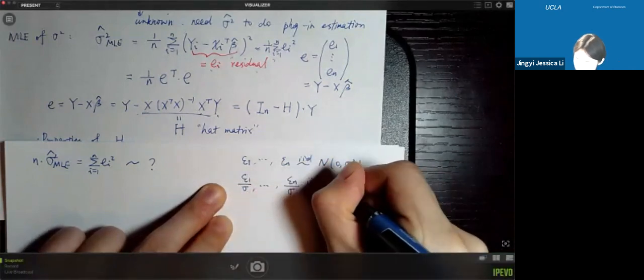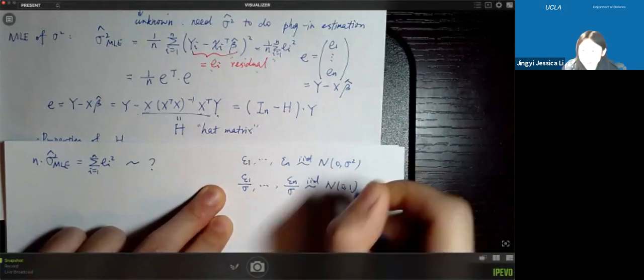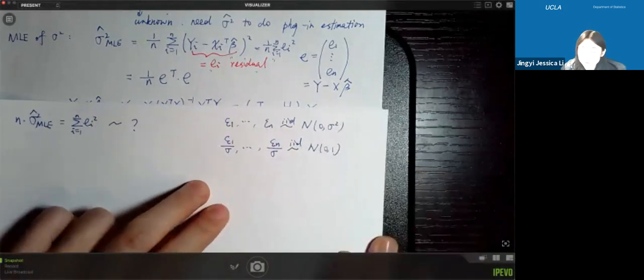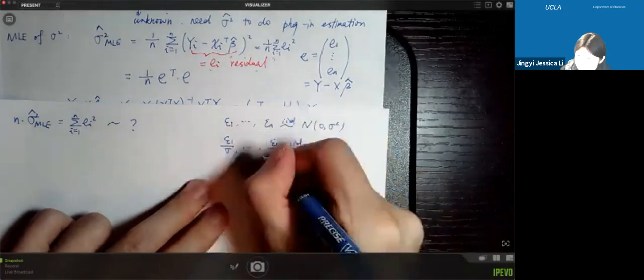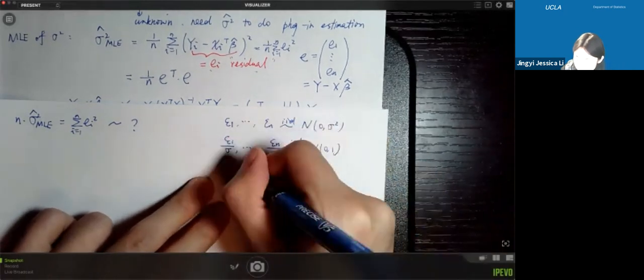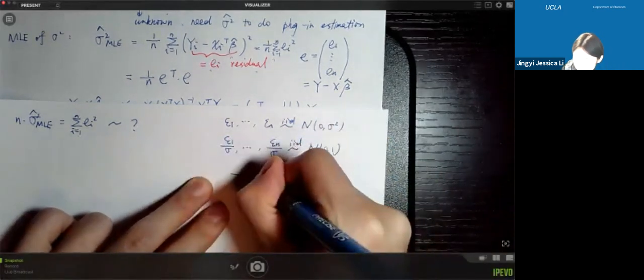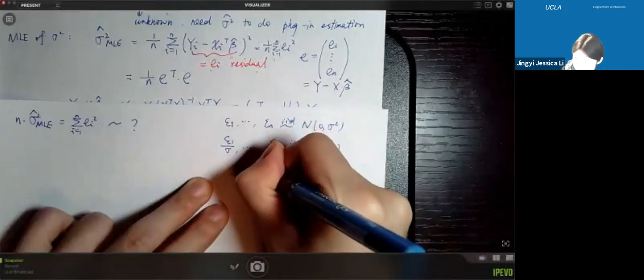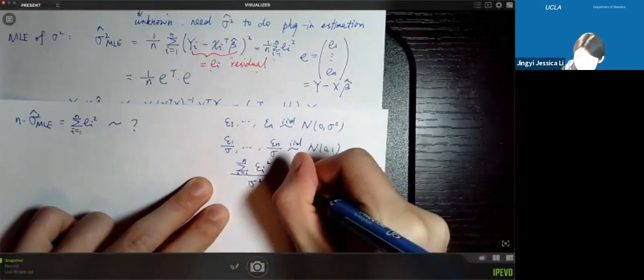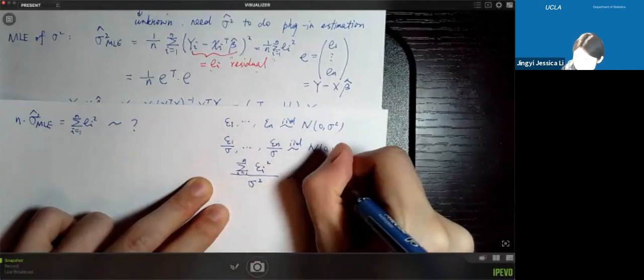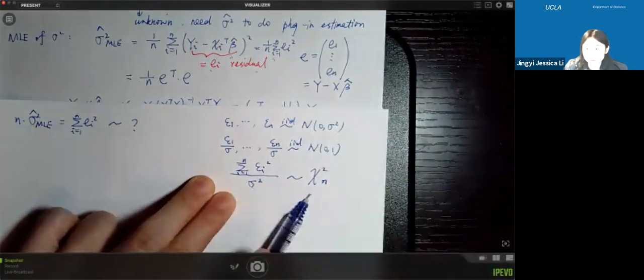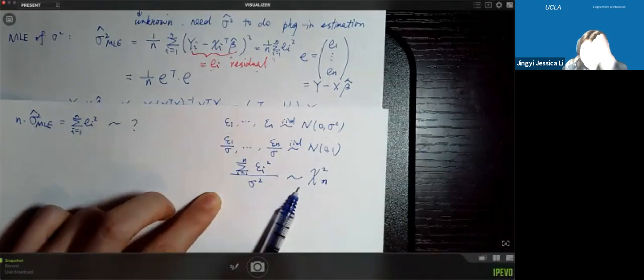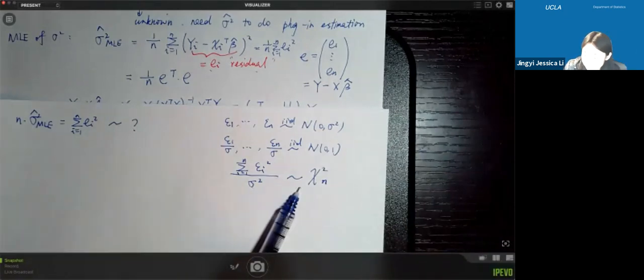These are IID standard normal. And then by the definition of chi-square distribution, we can have the sum of the squares of those, that is, sigma squared in the denominator, sum over i from 1 to n of epsilon i squared. This will follow chi-square distribution with n degrees of freedom. That's what we have as the definition of chi-square distribution.